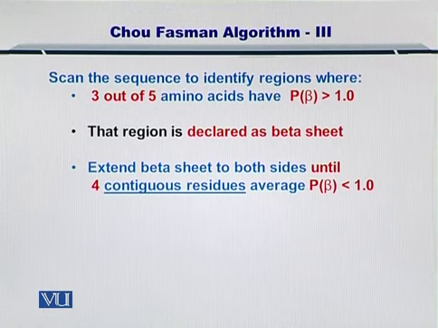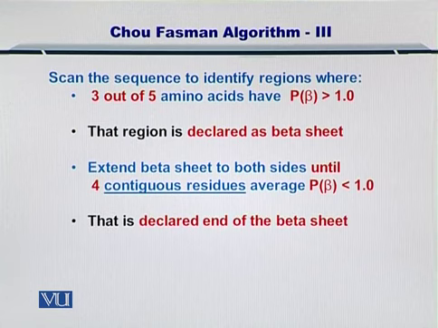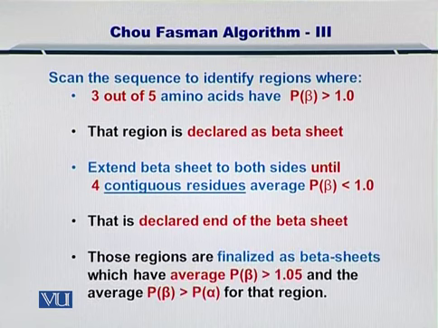So you extend the beta sheet to both sides until you find 4 contiguous residues with an average propensity for formation of a beta sheet to be less than 1. If you find such 4 amino acids with a propensity that has fallen below 1 towards formation of a beta sheet, then you can stop forming beta sheet out of those amino acid residues. Next, that is the end of your beta sheet, and those regions are finalized as beta sheets which have an average propensity for formation of a beta sheet to be greater than 1.